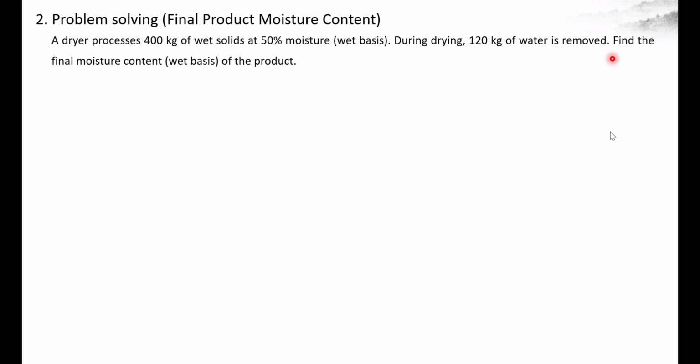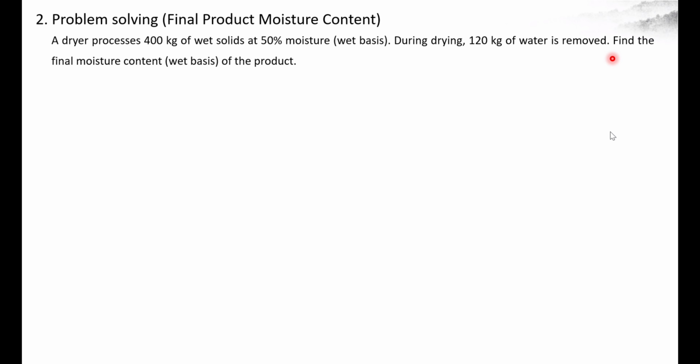Problem 2. A dryer processes 400 kg of wet solids at 50% moisture. During drying, 120 kg of water is removed. Find the final moisture content of the product.